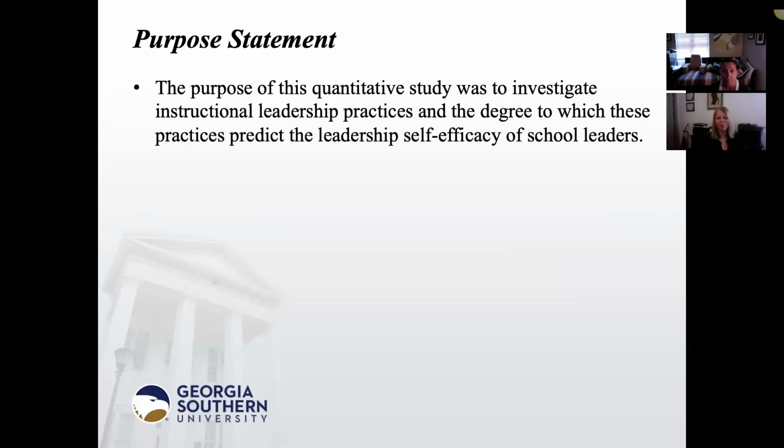The purpose of this quantitative study was to investigate instructional leadership practices and the degree to which those practices predict the leadership self-efficacy of school leaders.